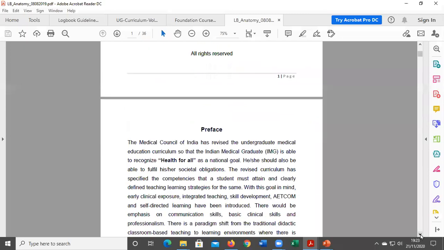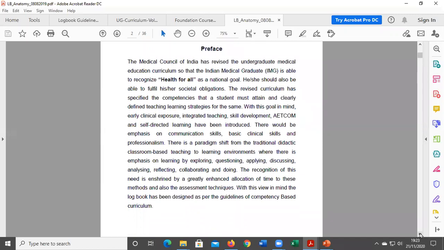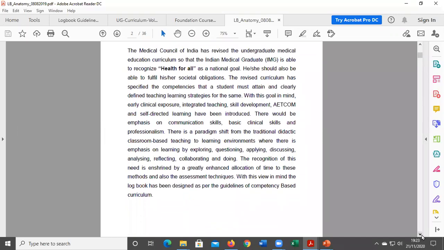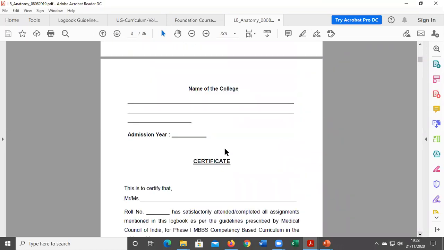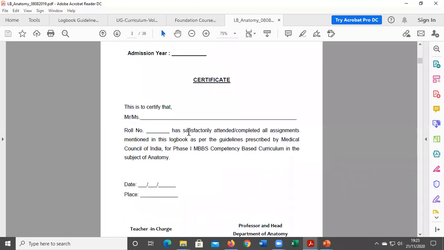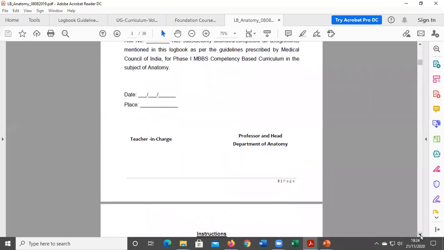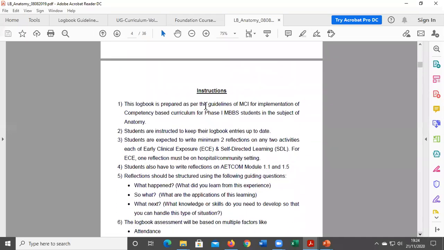Then there was a preface page giving the background information of the logbook, how it is designed, and then of course the certificate page, which says the student has satisfactorily attended or completed all assignments mentioned in this logbook. That was the key statement written here, along with date, place, and the signatories: teacher in charge and HOD anatomy. And then general instructions as to what is expected in the anatomy logbook from the students.